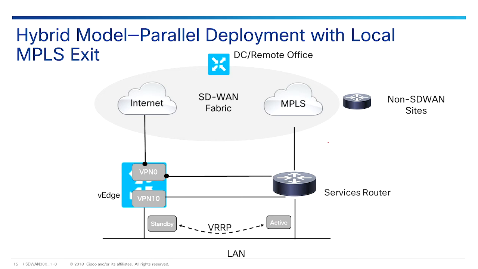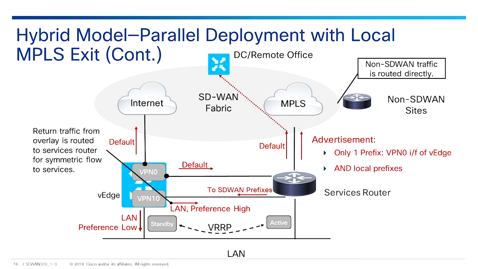It's also possible we can provide a direct connection to non-SD-WAN sites locally on site. We'll show you that on the next slide. So, for this scenario, the services router announces the local prefixes into the MPLS cloud, in addition to those directly connected VPN 0 interface on the vEdge. So we're also advertising this default route from here.